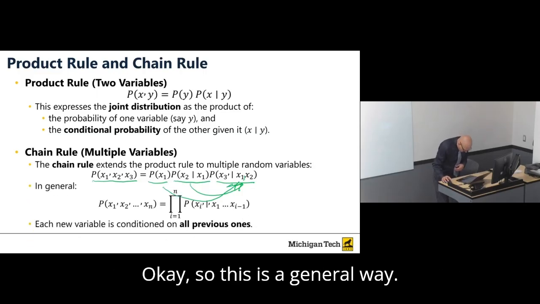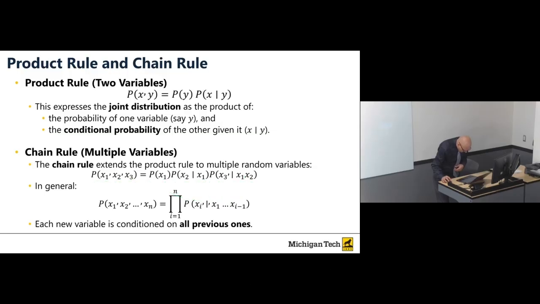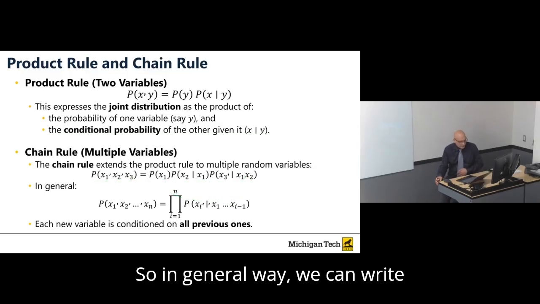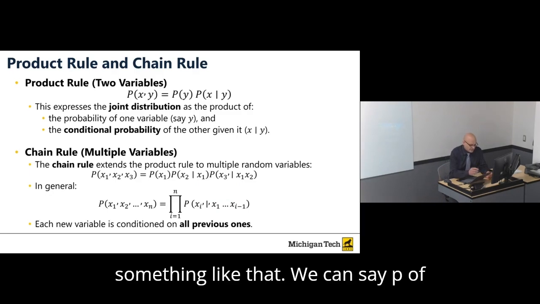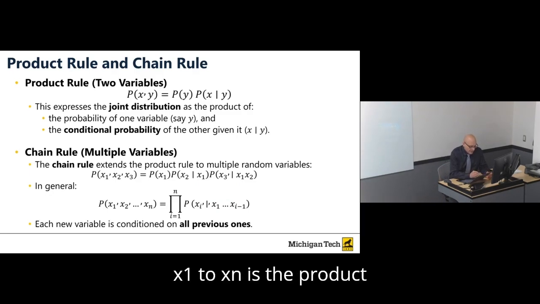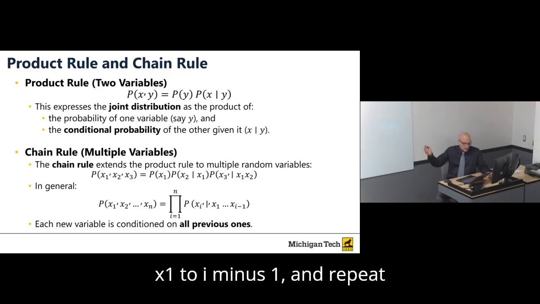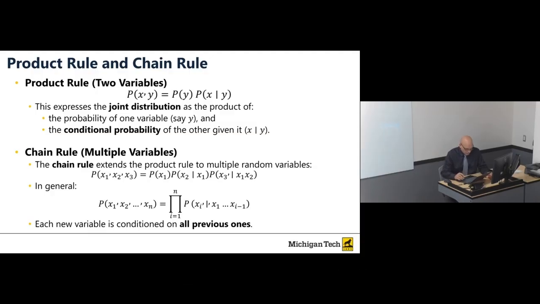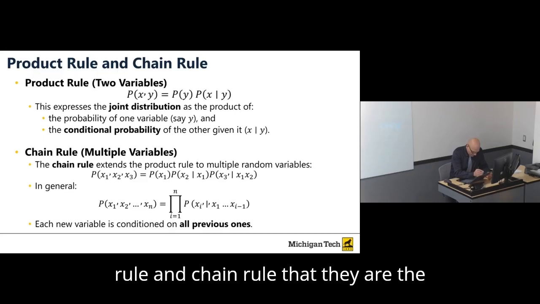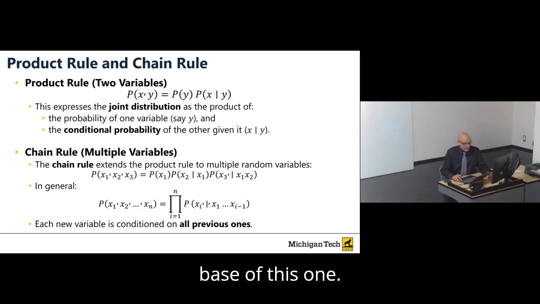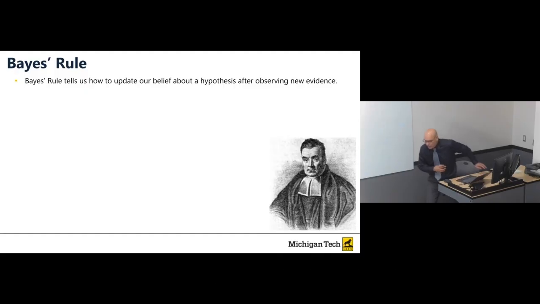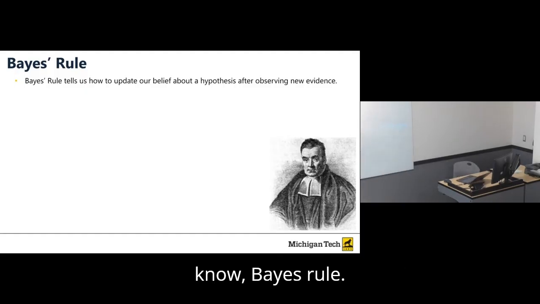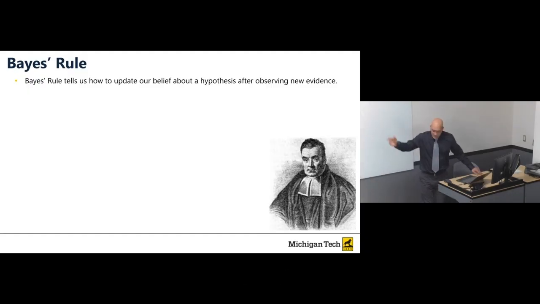Okay, so this is the general way. Let me clean this up. In the general way, we can write P of x1 to xn as the product of P of xi given x1 to i minus 1, and repeat it. So this was the product rule and chain rule, which are the base of this. This is the main thing that we need to know. Next, Bayes rule. So this is him.